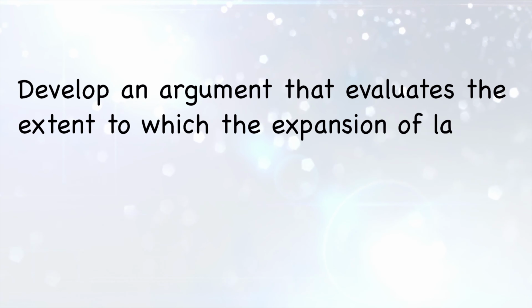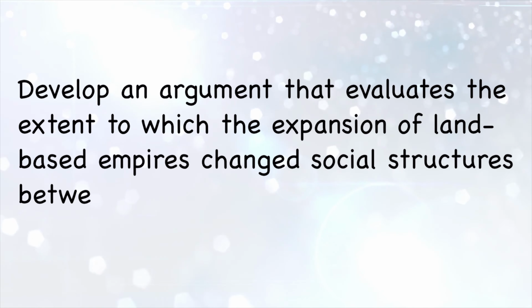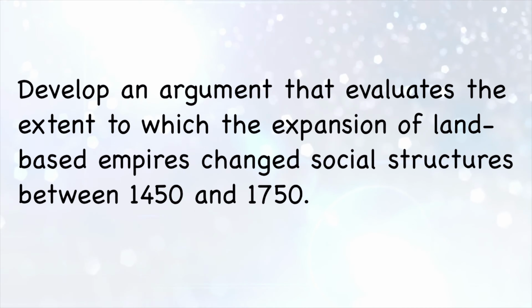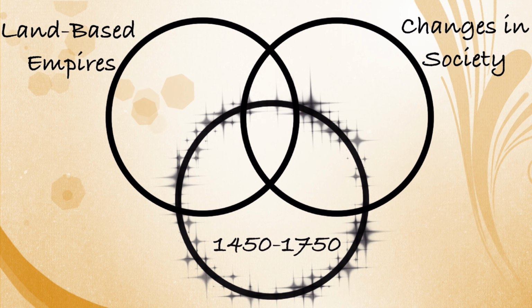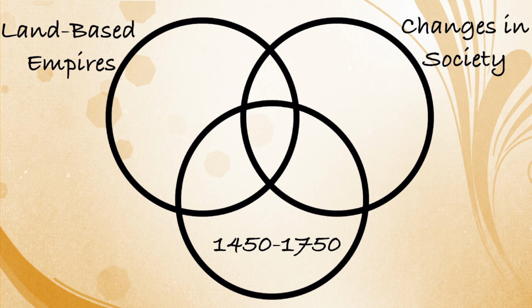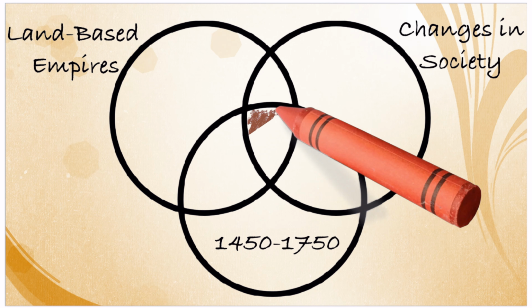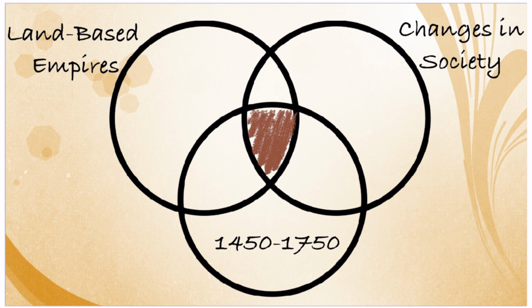To set this up, let's remember from the last video that your thesis and evidence have to reside at the intersection of the main ideas of the prompt. So, our prompt, evaluate the extent to which the expansion of land-based empires changed social structures between 1450 and 1750, has three main ideas: land-based empires, social changes, and the years 1450 to 1750. Here's where your thesis, claims, and arguments have to reside.